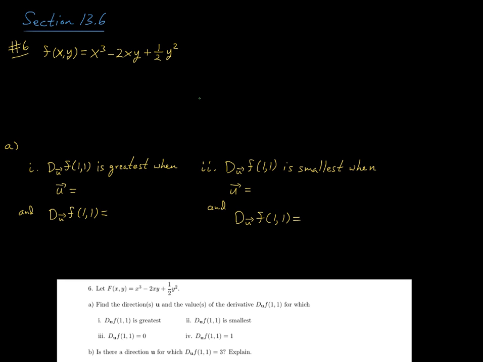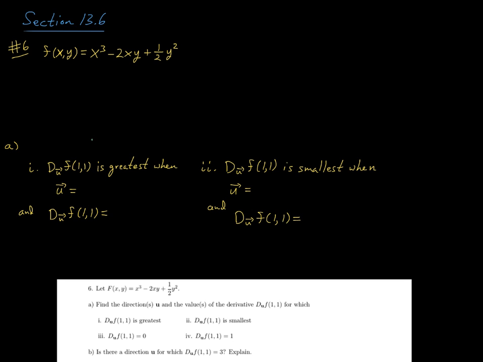All right, rolling right along here in section 13.6, we'll next look at question number 6. Here we have the function f of x,y is x cubed minus 2xy plus 1/2 y squared. And in part A, it says to find the direction or directions u and the value or values of the derivative of our function f at the point (1, 1) in the direction of u, for which, and then we have some various conditions here.